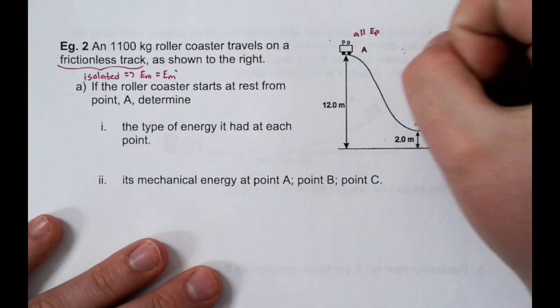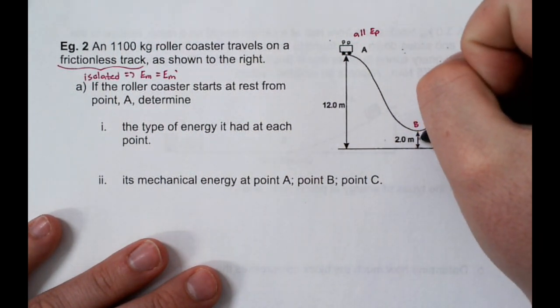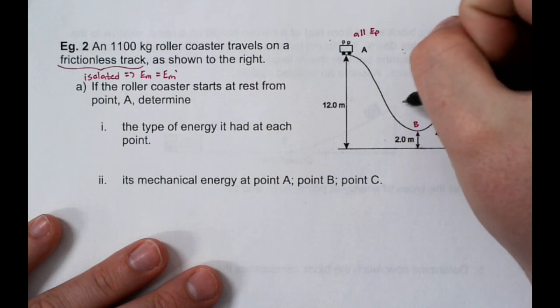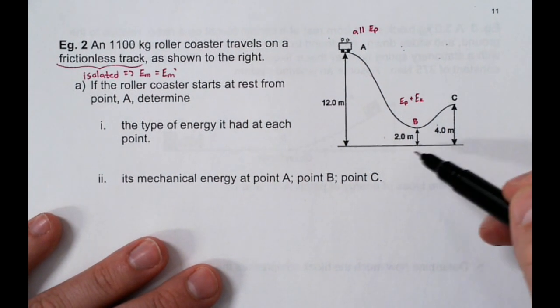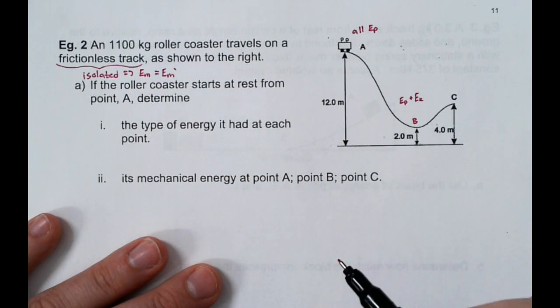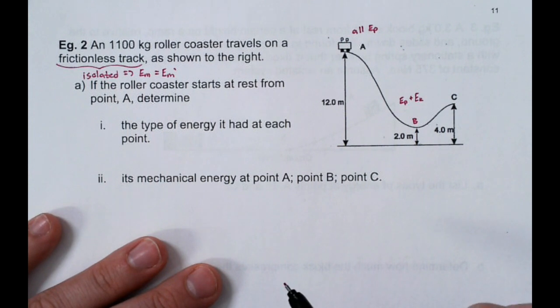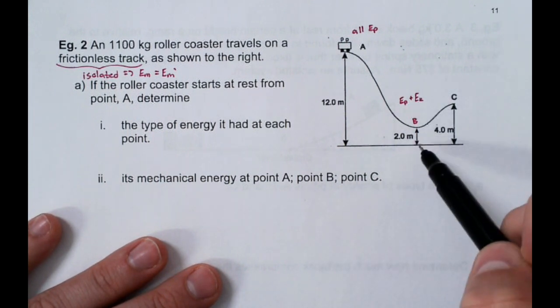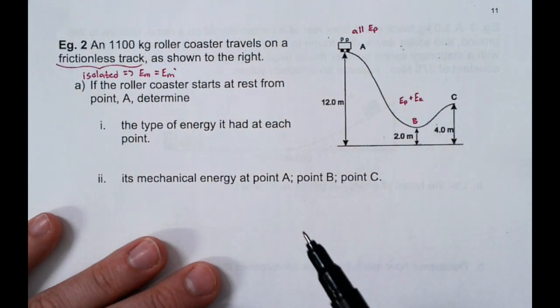Or what should be point B. Point B, there is a height still of 2 meters, so you have potential energy plus kinetic energy. That's if you're using the ground as a reference. If you're using the lowest point as a reference, which I don't recommend in this example, it would be all kinetic energy. Alright, so for the purposes of it, I'm going to keep the ground as the reference point.